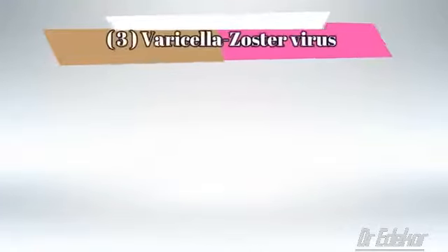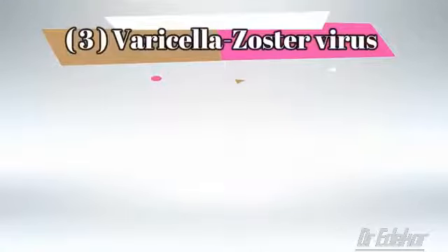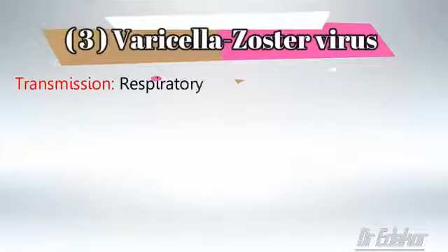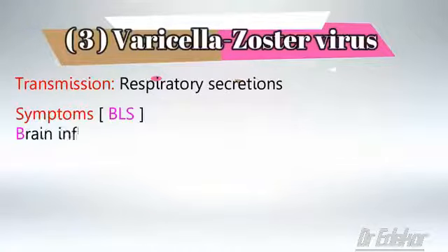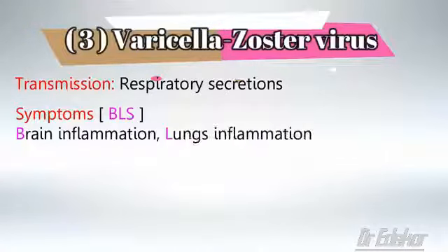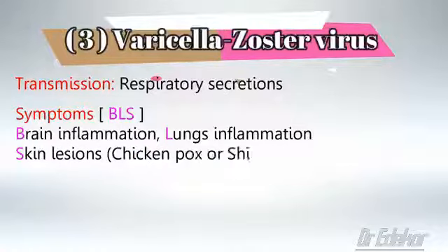The third herpes virus is called varicella zoster virus, or VZV, and transmits via respiratory secretion. To remember the symptoms of VZV, I remember the word BLS. So VZV is 3 letters, and BLS is also 3 letters. So B for brain inflammation, L for lung inflammation, and S for skin lesions.